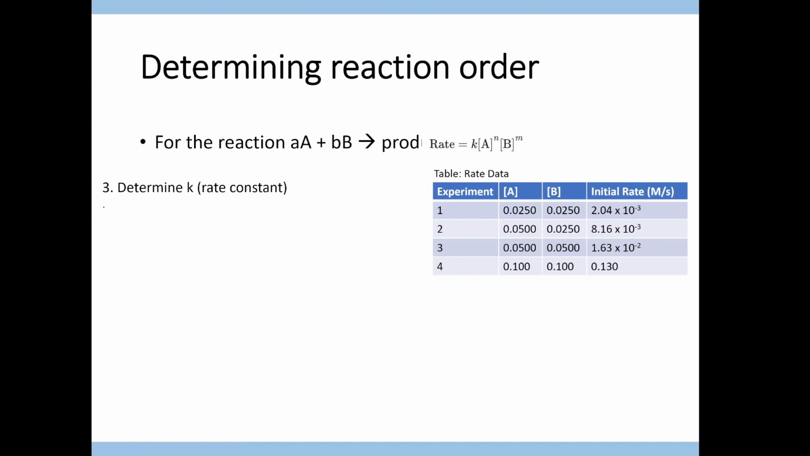Now we can use that to determine K, the rate constant. So let's rewrite out the rate equation. So we have the rate law. We can use any one of these experiments, 1, 2, 3, or 4, plug in concentration of A, concentration of B, and the rate, and then all we're left with is to solve for K. Let's rearrange this equation. So rate divided by concentration of A squared times concentration of B is equal to K.